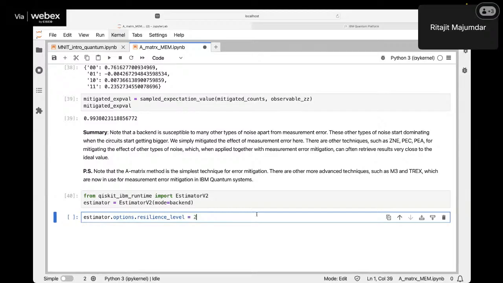Resilience level 2, measurement error mitigation together with zero noise extrapolation, or PEA, which is one version of this ZNE. So if you just turn these things on, you can immediately get error mitigation done. You don't have to write any code. So this is how Qiskit makes it very, very simple to apply error mitigation. So I hope, yeah, this is where I want to stop.